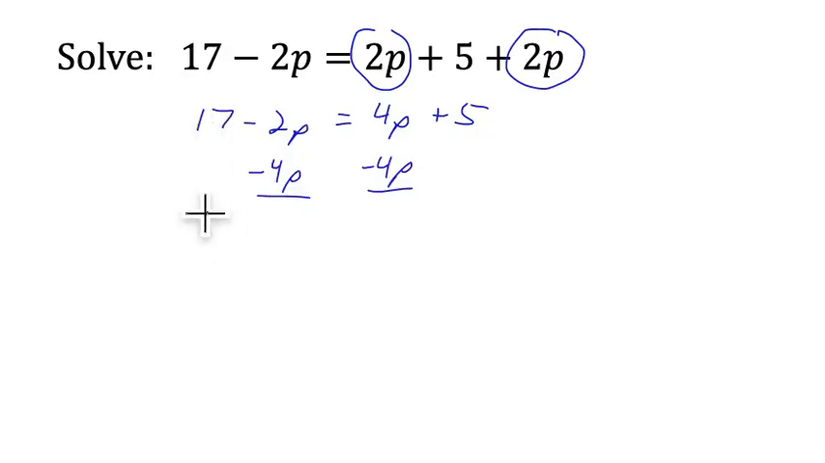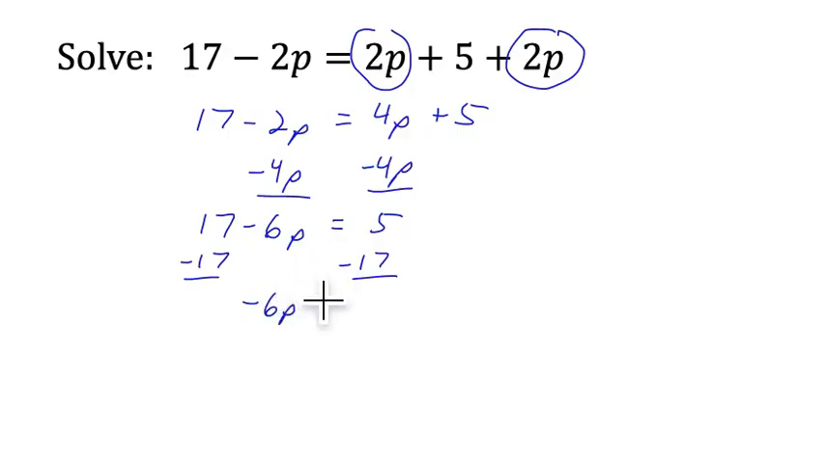Bring down that 17. Negative 2 minus negative 4 is negative 6, so that's negative 6p. Bring down the equal sign. Those p's cancel out, and then we'll bring down the 5. So we look in front of the 17, it's a positive 17, so we'll subtract 17 on both sides. Bring down the negative 6p. Bring down the equal sign. 5 minus 17 is negative 12. Divide both sides by negative 6. And we get p equals 2.